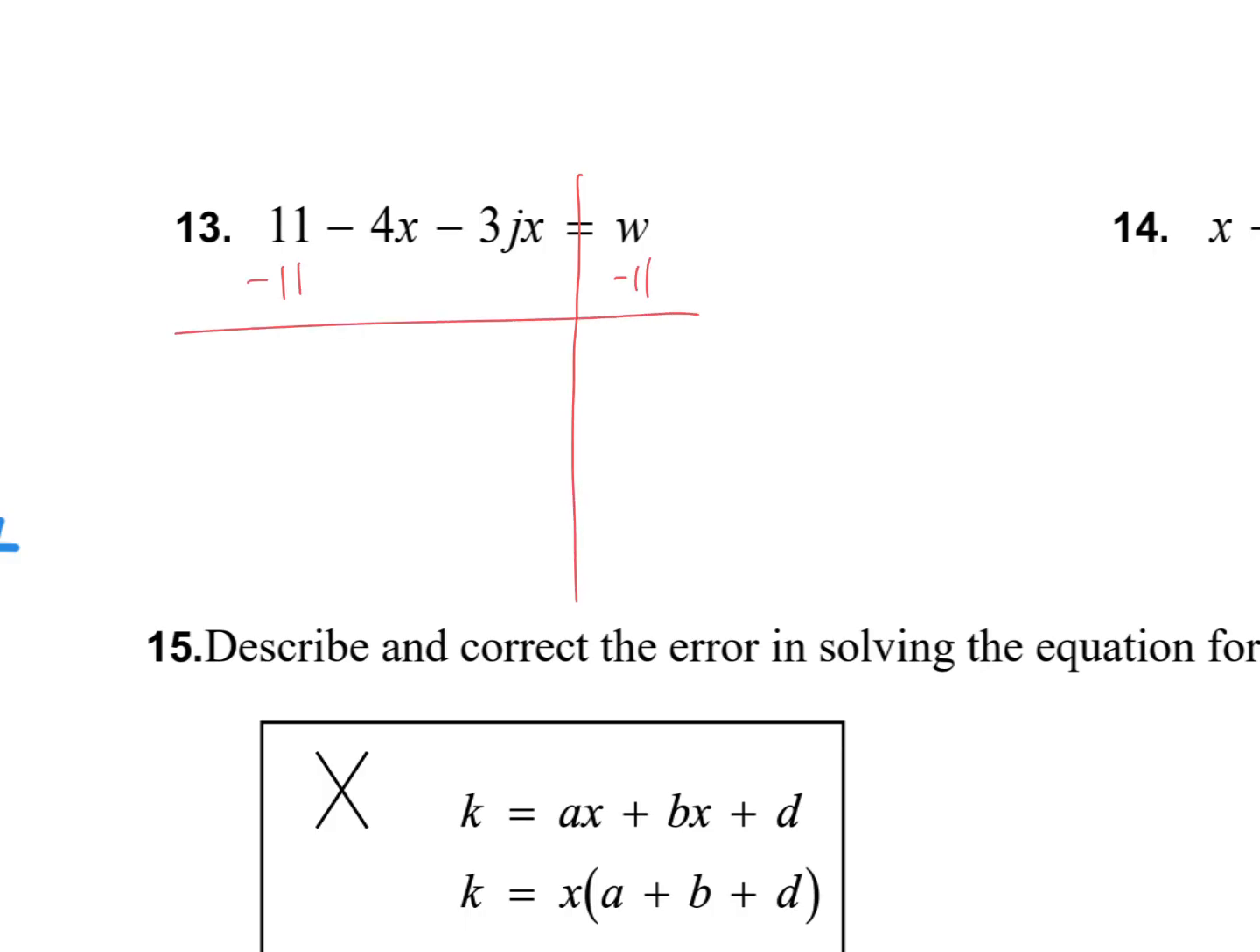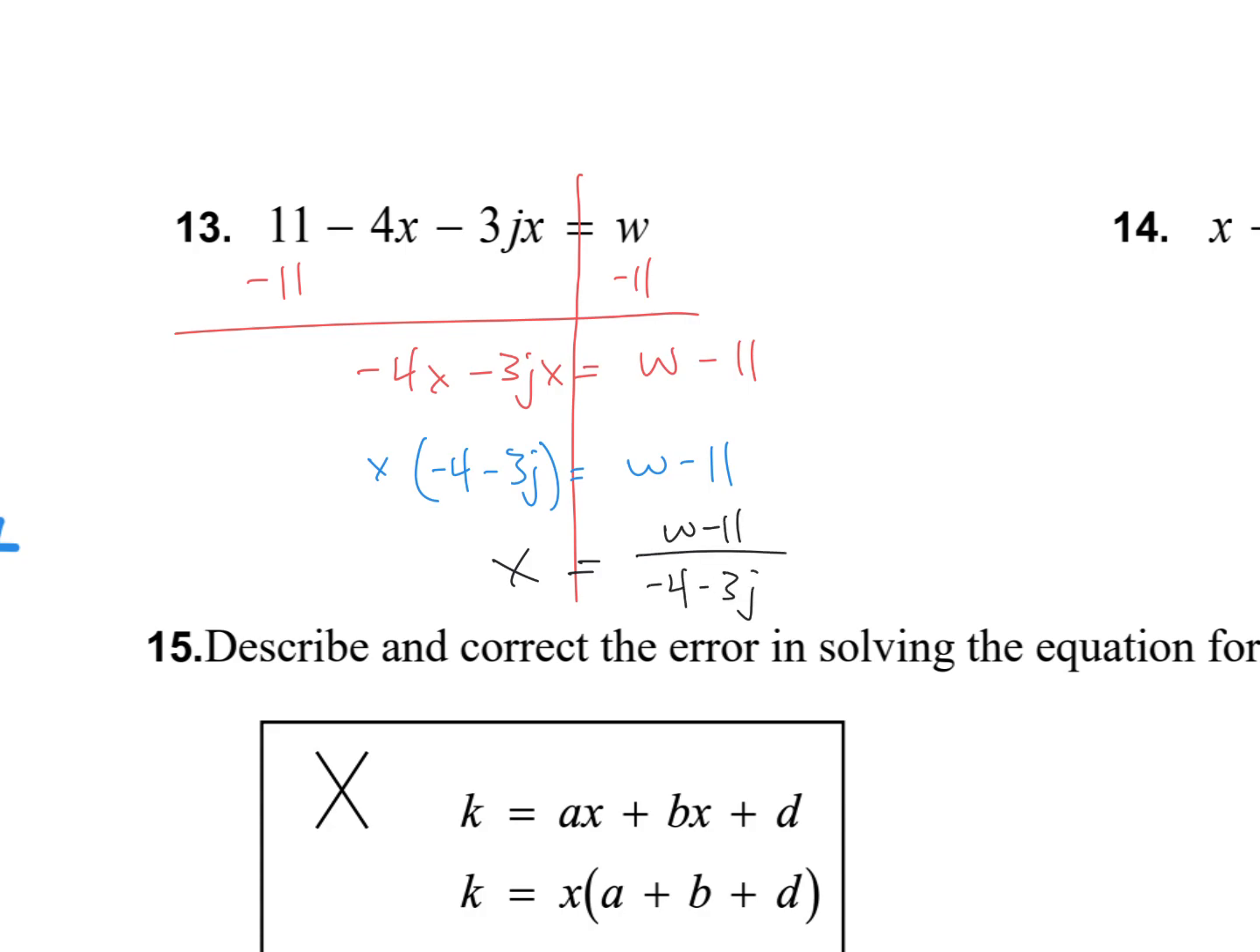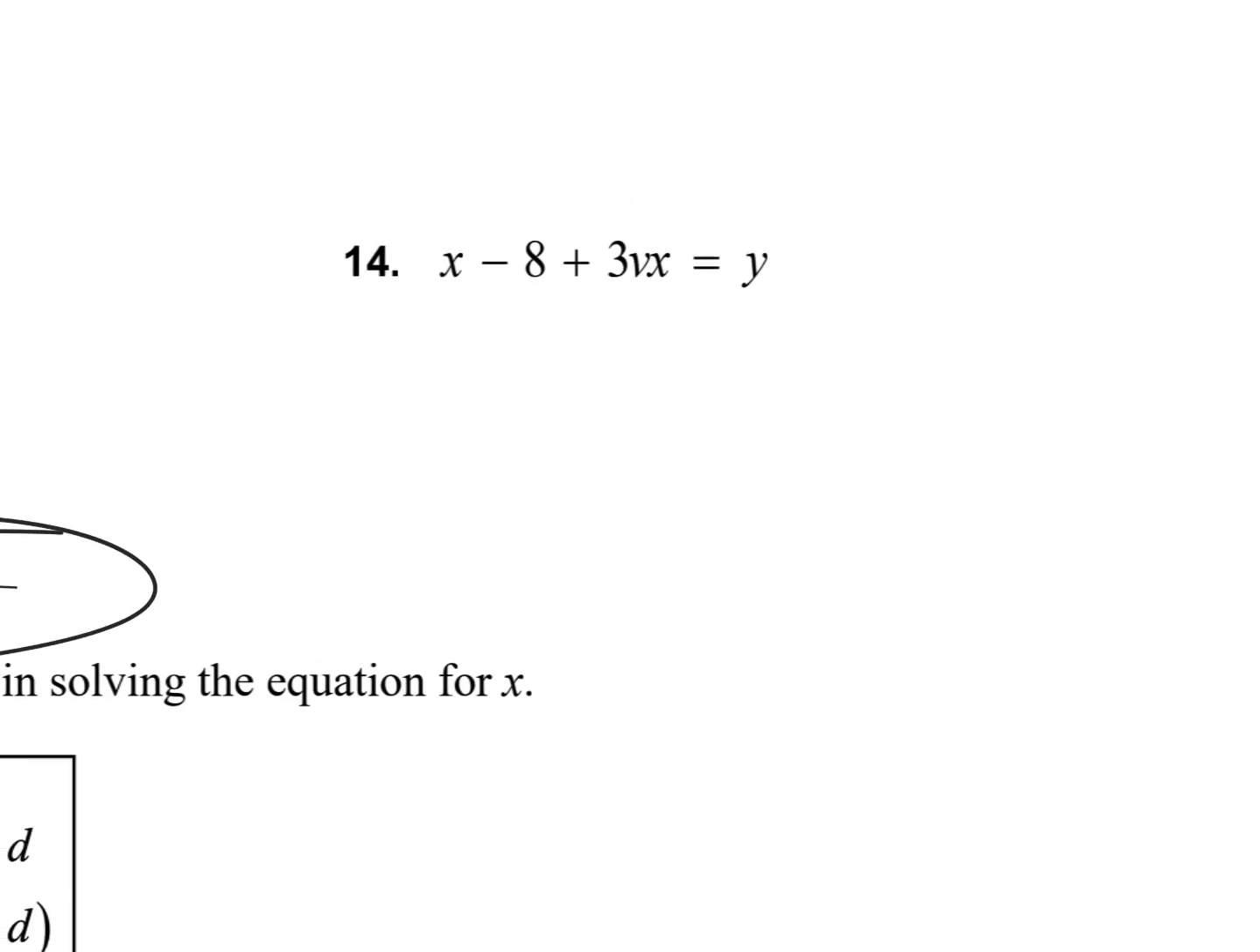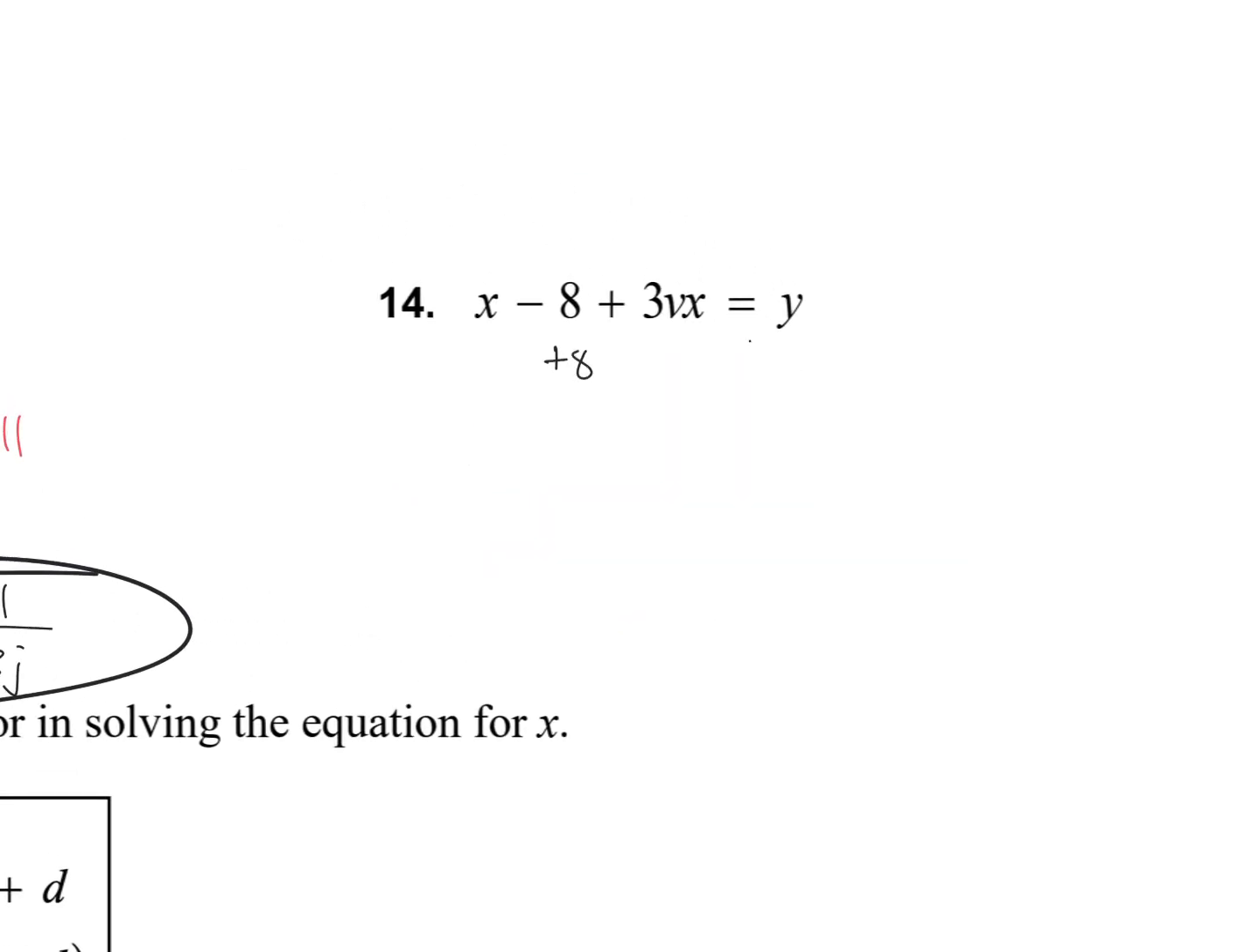Subtract 11. Factor out x. Divide by negative 4 minus 3j, and you get x equals w minus 11 over negative 4 minus 3j. I'm going to add 8. I'm going to factor out x.